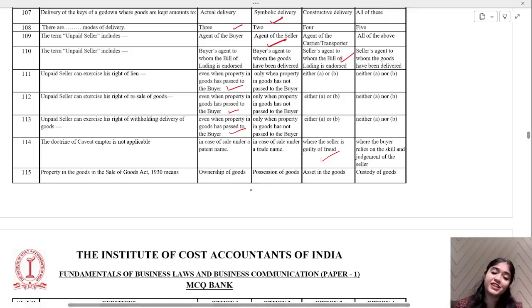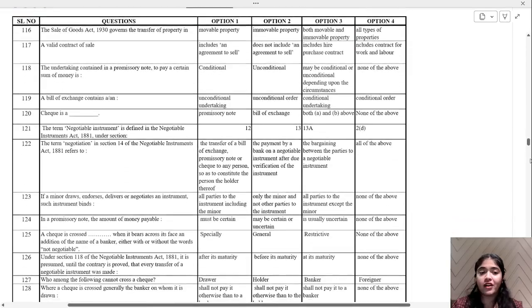Ownership of goods, correct. Okay, let's go ahead. 115 questions we have covered very nicely. We'll cover the remaining also.